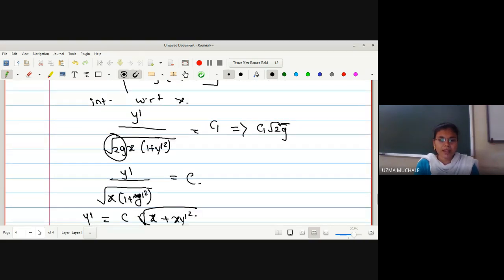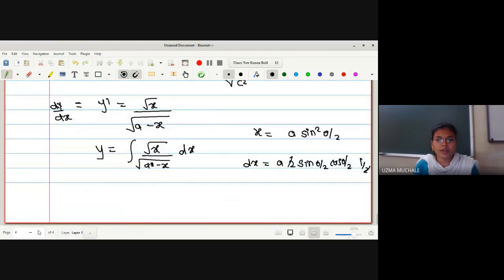Okay. If you are confused, write down this: y is equal to the integration of under root of x upon under root of a minus x. Write down the substitution also. Solve it and tell me the value. Okay. You have to do it now only.